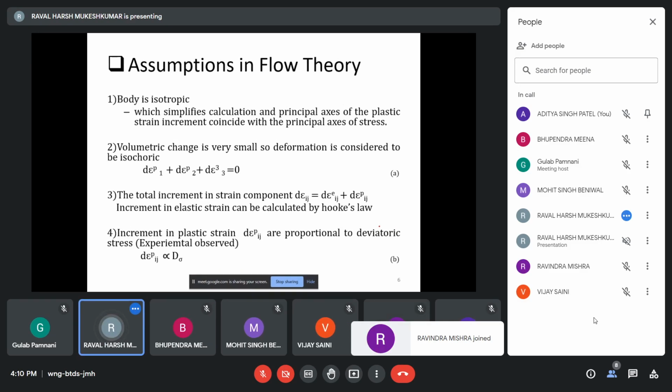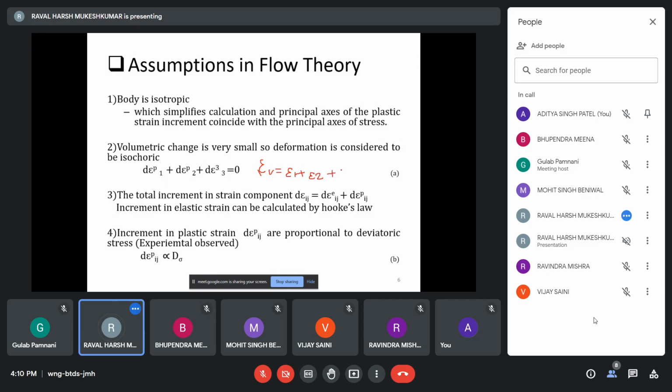So basically, we can say epsilon V is equal to epsilon 1 plus epsilon 2 plus epsilon 3. Now, since the process is isochoric, it will be equal to 0. And in increment form, we can write it as d epsilon p1 plus d epsilon p2 plus d epsilon p3.